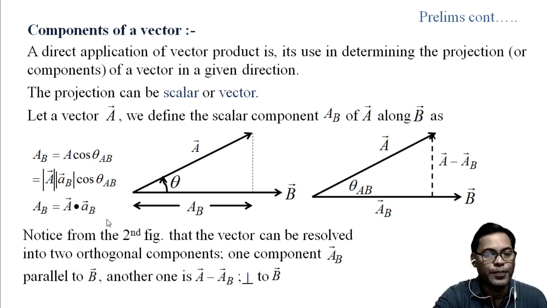So by this formula we can find the scalar component A_B, that is A_B equals A dot B-hat. Similarly, if we want to find the vector component, A can be decomposed or resolved into two terms, because it is a two-dimensional coordinate system: one parallel to B and the other perpendicular to B. Here A_B represents the vector which is parallel to B, and A minus A_B is perpendicular to the vector B. So that is all for today's class, students. Thank you very much.